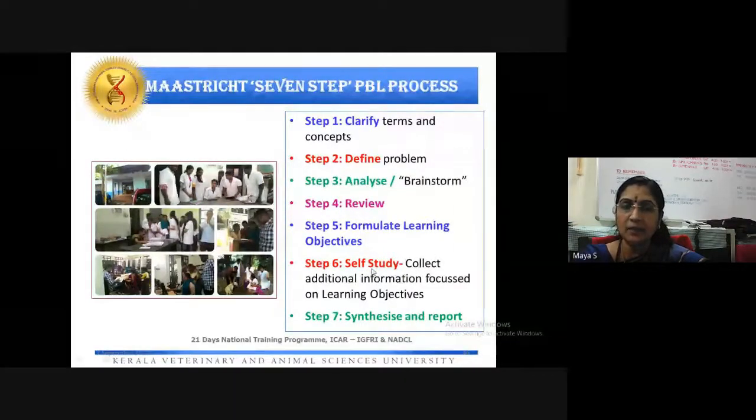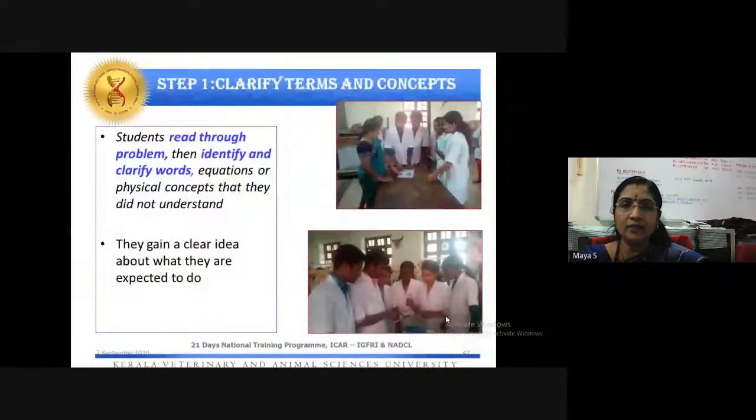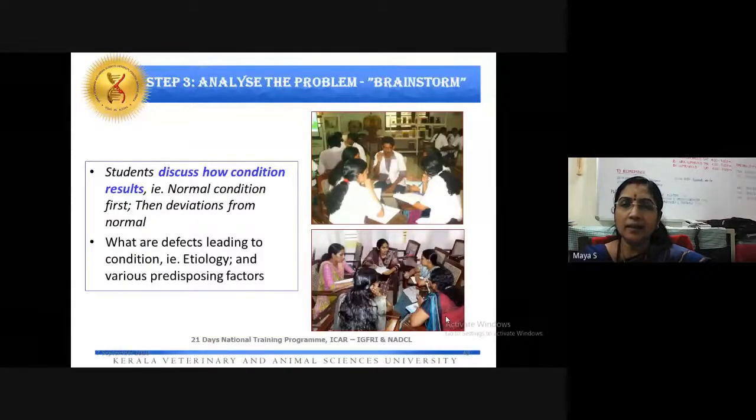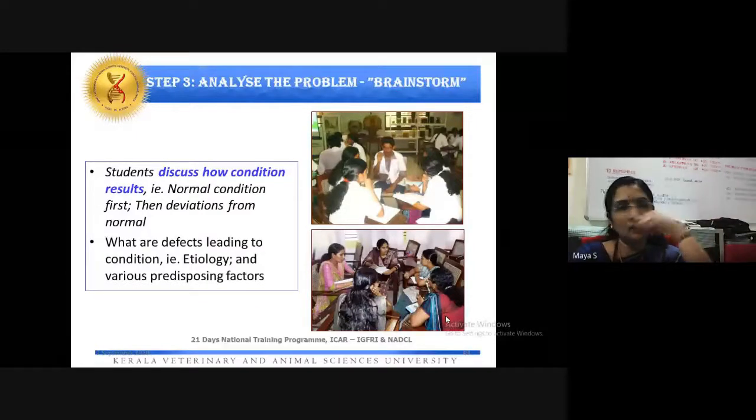Then step 7 will be to synthesize and make a report and present this problem. So 7 steps: clarify, define, analyze, review. Okay, so clarify means students have to read the problem, identify the unclear terms and clarify. Then define the problem. The students will have to work together and find out what this problem is, what is the teacher's intention. Then analyze the problem is the third step, where the students will have to discuss and find out what can be the teacher's intention and what can be the problem with that particular picture.